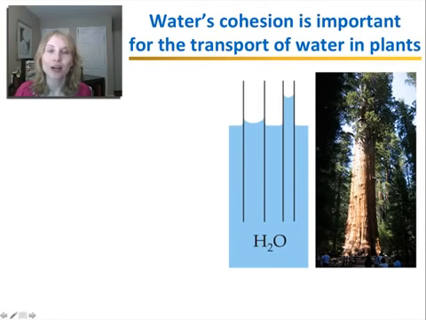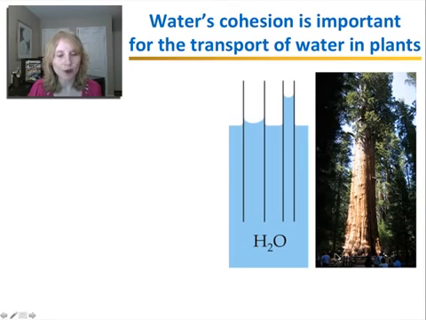Cohesion is also critical for the plant's ability to transport water. Because of cohesion, water can actually travel up capillary tubes, these thin tubes. The thinner the tube, the more easily the water travels up because it forms this nice column of water because of its cohesion. And that is how water can actually get up even this very tall tree, this giant sequoia tree. Just think about how far the water has to travel.